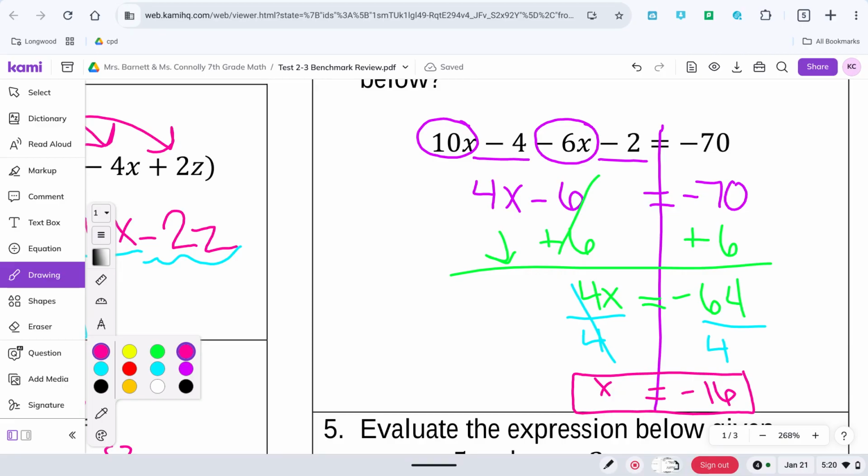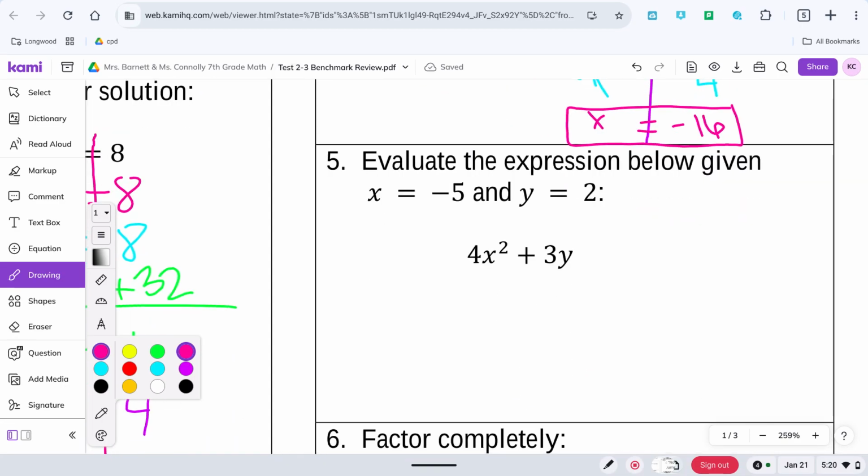And this one doesn't say check either, but of course, tomorrow, good test takers, we're going to check that answer as well. All right, evaluate the expression below, given that x equals negative 5 and y equals 2.